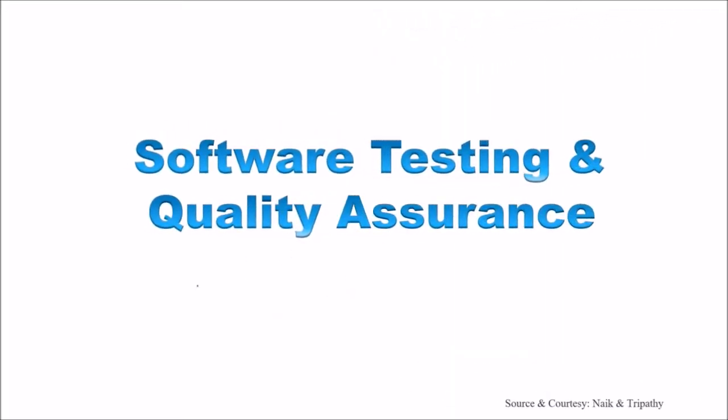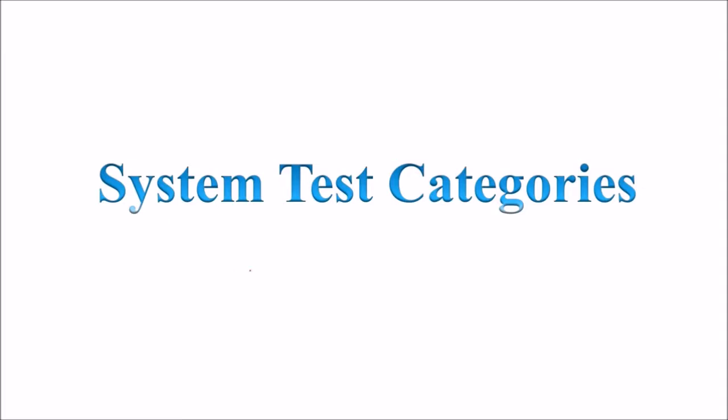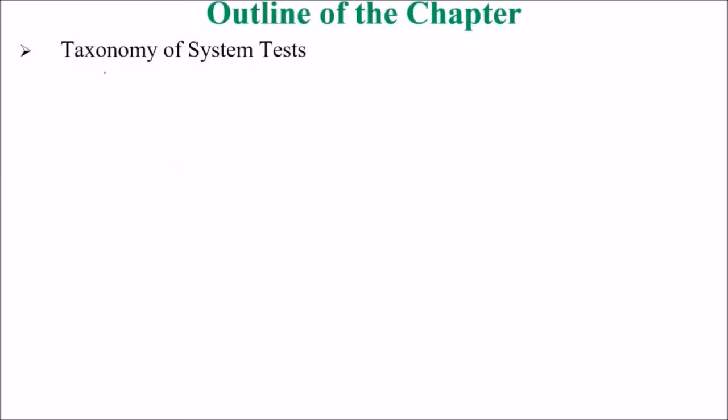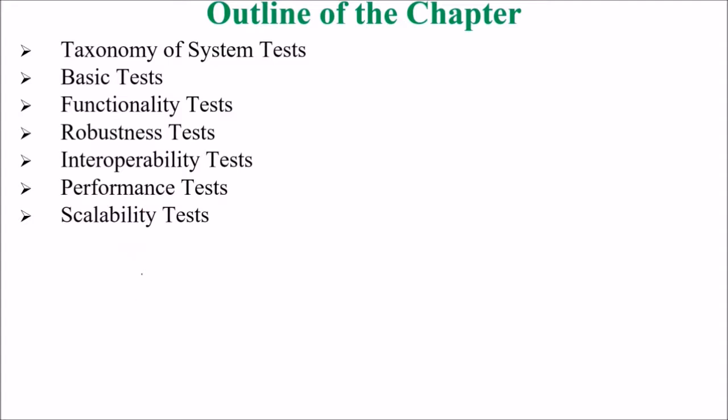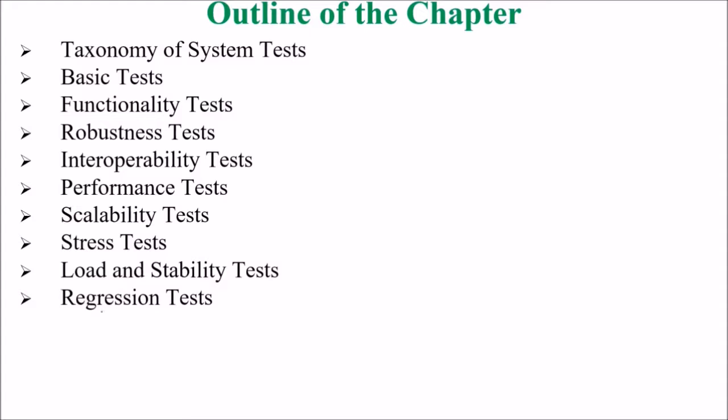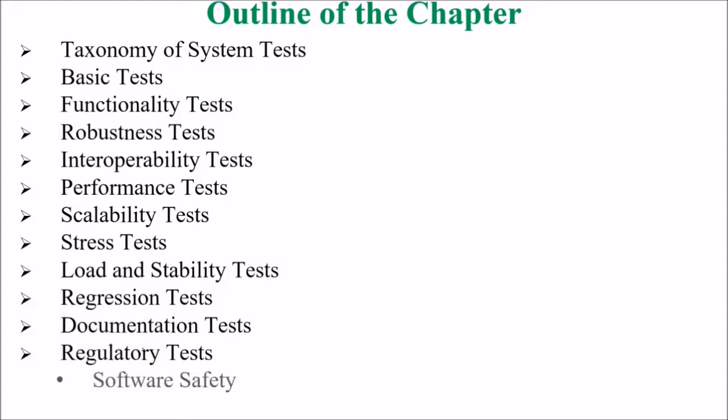In software testing and quality assurance, we are talking about the system test categories. What all we do in system test. And we'll see the taxonomy of system test: the basic test, the functionality test, the robustness test, interoperability test, the performance test, the scalability test, the stress test, the load and stability test, and regression test, documentation test, regulatory test, that is the software safety and safety assurance.